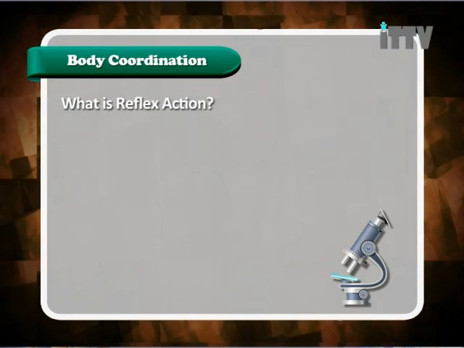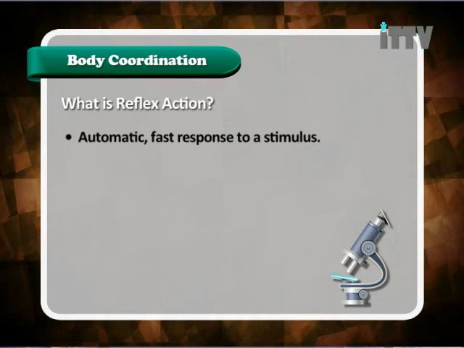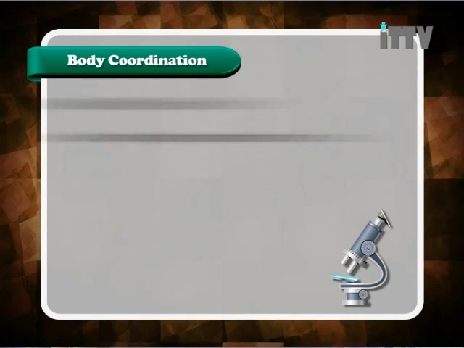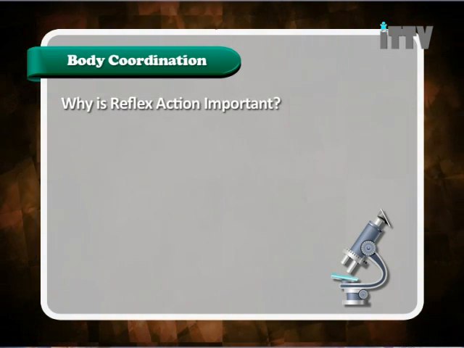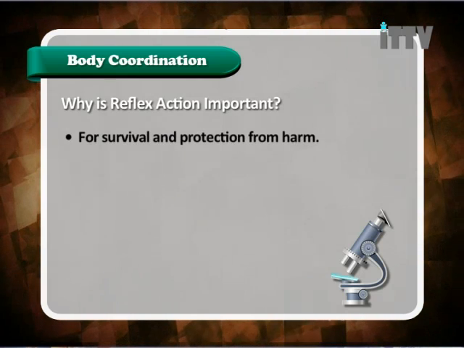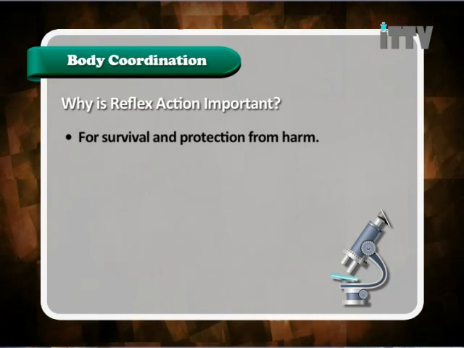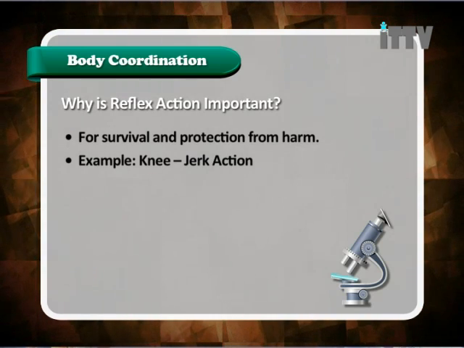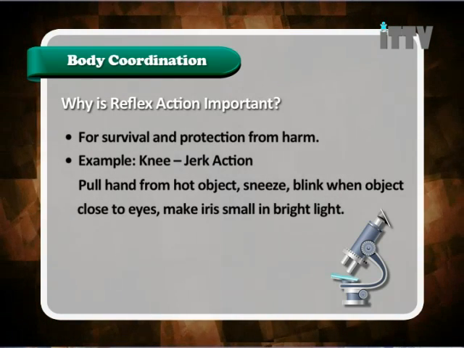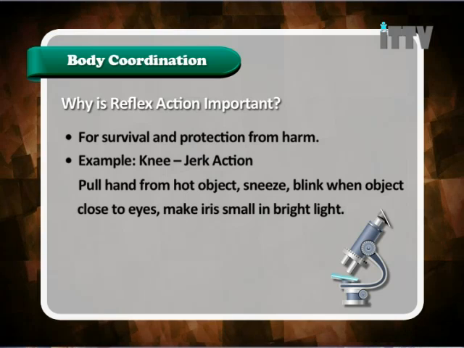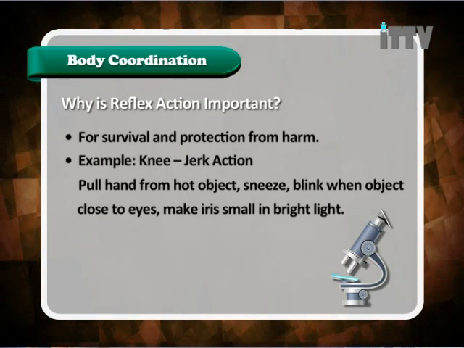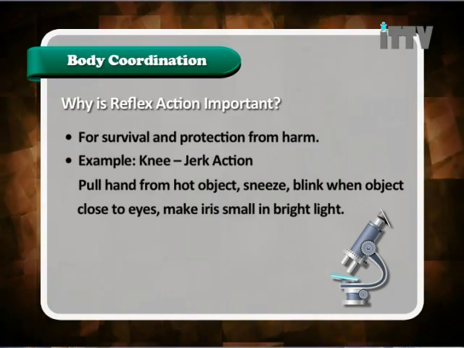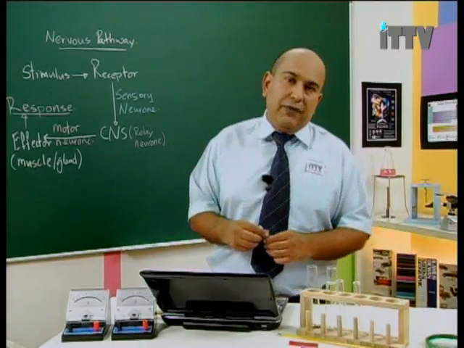What is reflex action? An automatic, fast response to a stimulus. Why is reflex action important? For survival and protection from harm. Examples: knee-jerk action, pulling your hand from a hot object, sneeze, blinking when an object is close to the eyes, making the iris small in bright light.